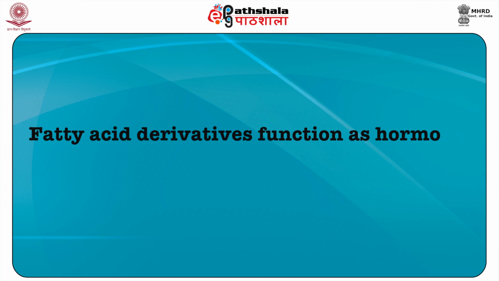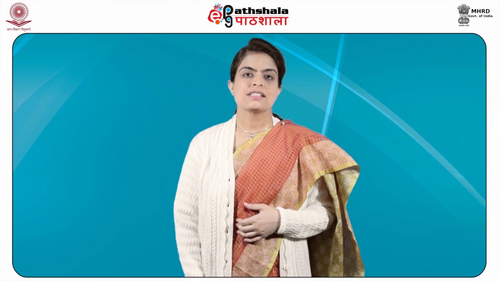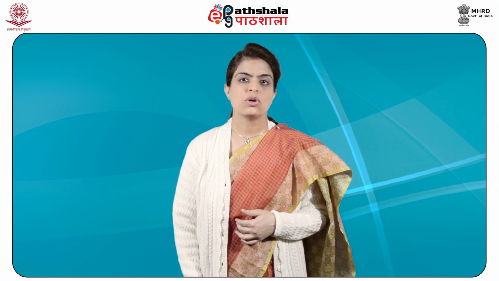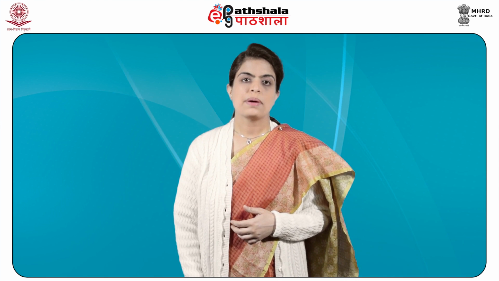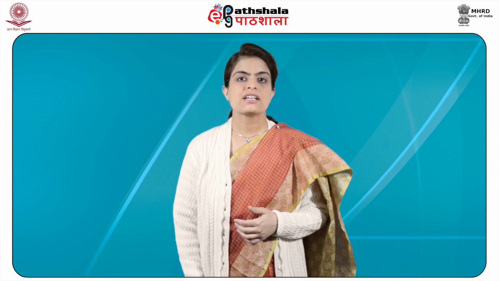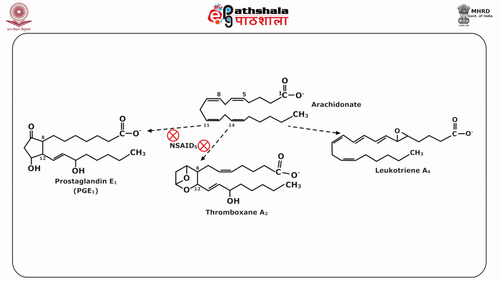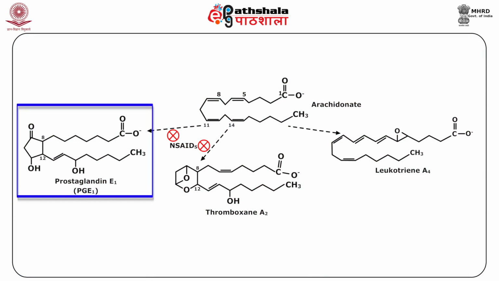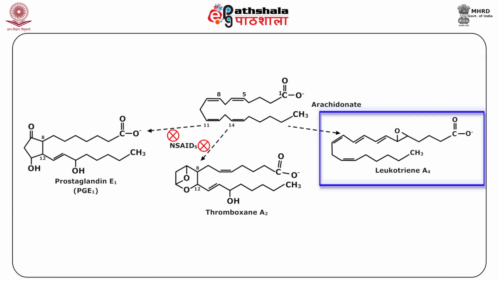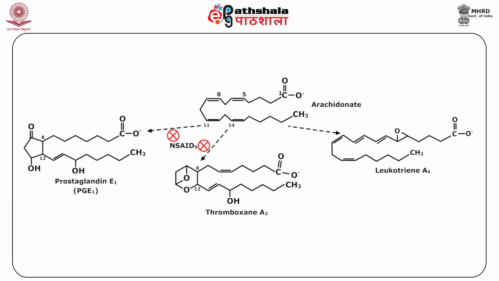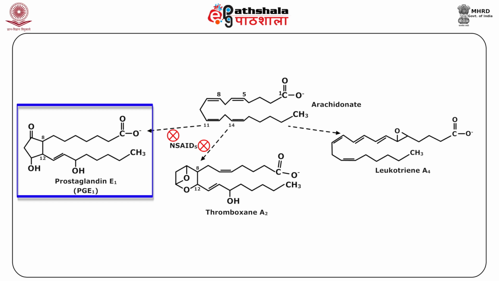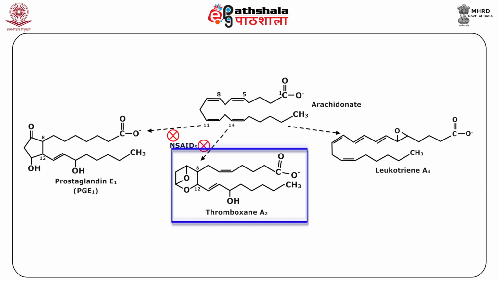Fatty acid derivatives also function as hormones. Fatty acids are precursors to an important class of paracrine hormones known as eicosanoids. Paracrine hormones are those hormones that act on cells located near their site of synthesis. There are three important classes of eicosanoids: prostaglandins, thromboxanes, and leukotrienes. The 20-carbon polyunsaturated fatty acid arachidonic acid is the precursor to all three kinds of hormones. You may see in the figure the synthesis of prostaglandin E1, thromboxane A2, and leukotriene A4.